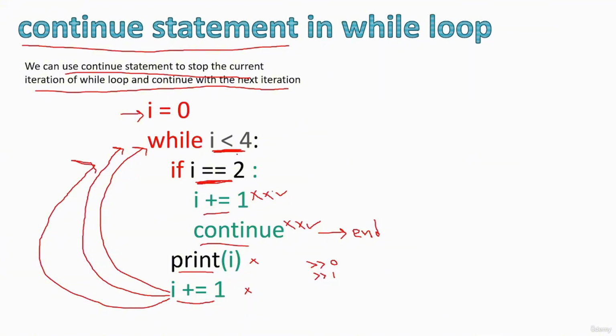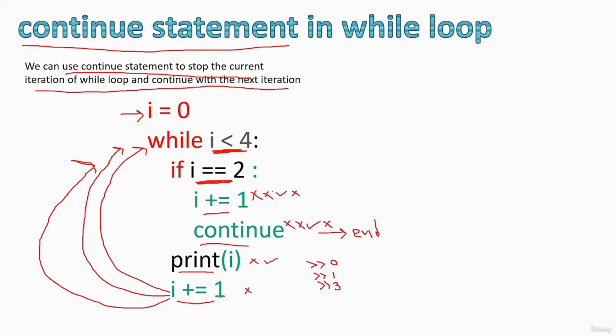Now I is equal to 3. So the condition is still true. I is equal to 3, so this condition is false this time. So these two codes will not be executed this time. It will print I. I is equal to 3 this time.